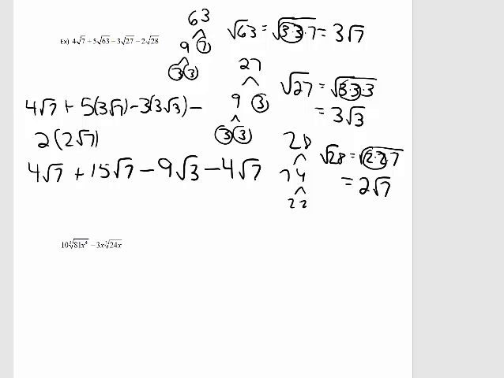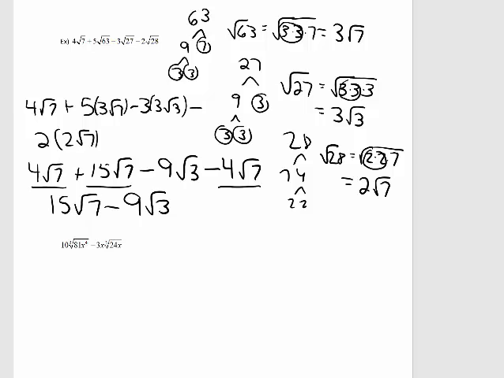So, what are my like radicals? It's 4 times the square root of 7, 15 times the square root of 7, and negative 4 times the square root of 7. Now, this one is nice because 4 times the square root of 7 minus 4 times the square root of 7 is 0. So what am I left with? 15 times the square root of 7 minus 9 times the square root of 3. These are not like radicals, and I cannot pull out any more perfect roots. We are done here.